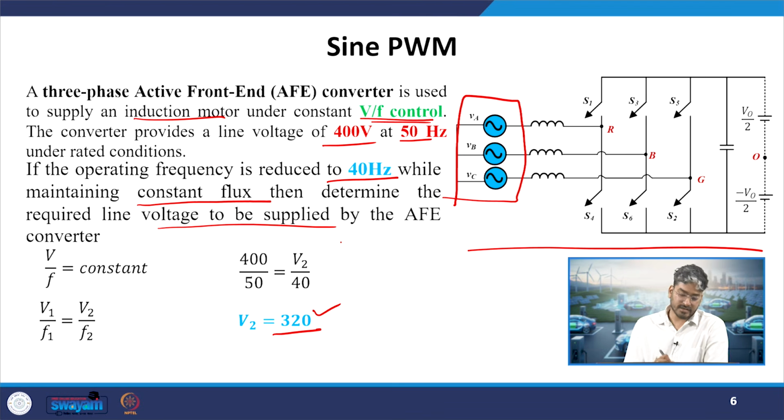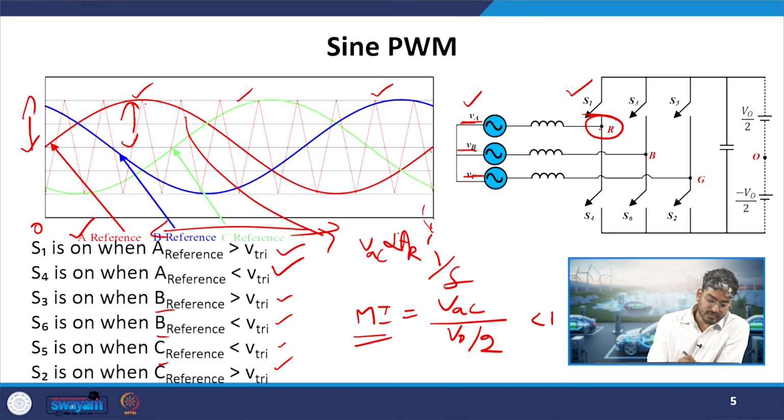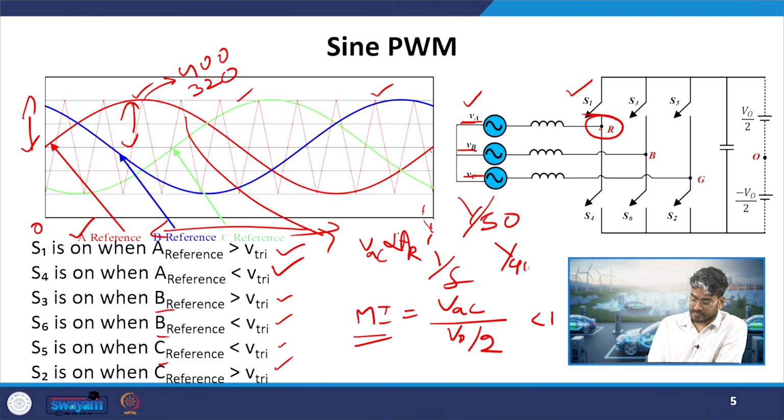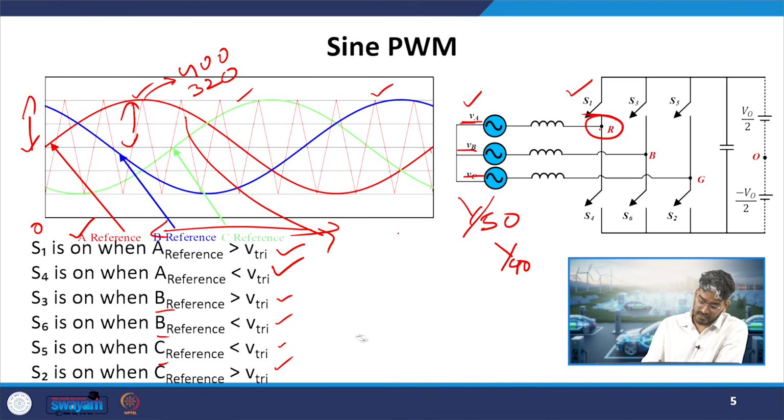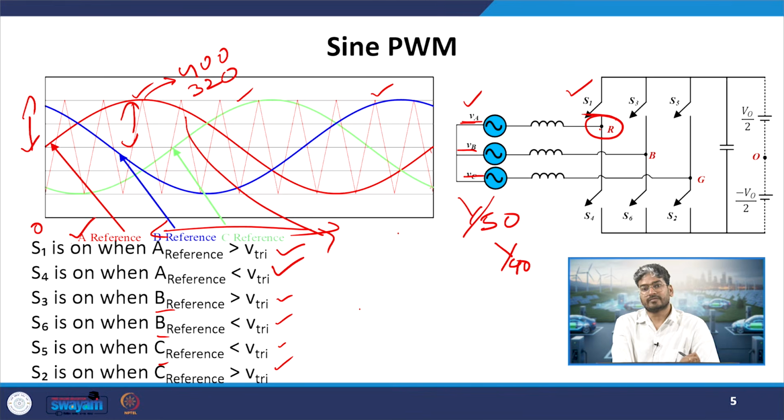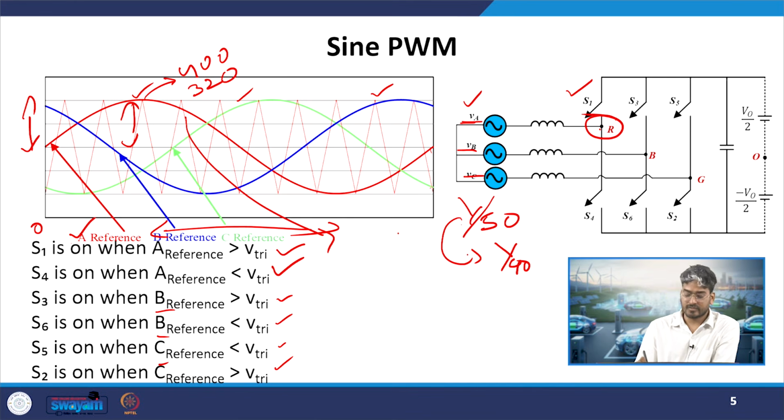So how will this 20% reduction be done? Let us go back to the previous slide where we have seen this. Now the amplitude, suppose it was previously 400, now I have to reduce the amplitude to 320, and the frequency, that is 1 by 50, that will be the time duration of the signal. Now I will change it to 1 by 40. Okay. So that is the only change I have to make to have this V by F control method implemented in this active front end converter. Okay. So here I will be just changing the frequency from 1 by 50 to 1 by 40, or the frequency of the signal will be adjusted to 40 hertz, or the time will be reduced to 1 by 40, and the voltage will be reduced from 400 to 320.